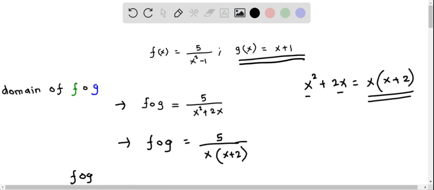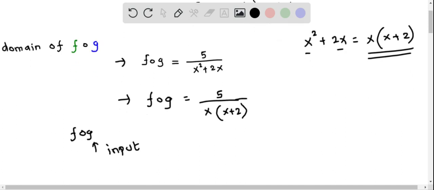Clearly, g of x is defined for all real numbers because it's just a simple polynomial function, that is x plus 1. So this is defined for all real numbers. So there are no domain restrictions on g. However, we will also have to look out for any domain restrictions in f of g, considering the input domain restrictions. So the domain restrictions on f of g, which is basically a rational expression, that is 5 over x times x plus 2.